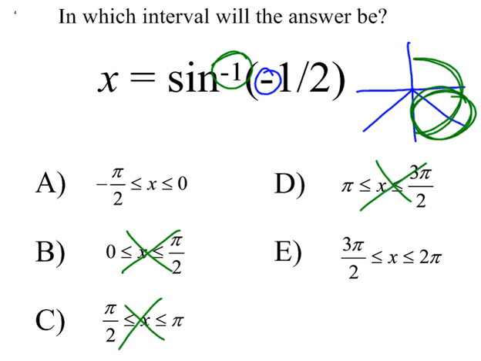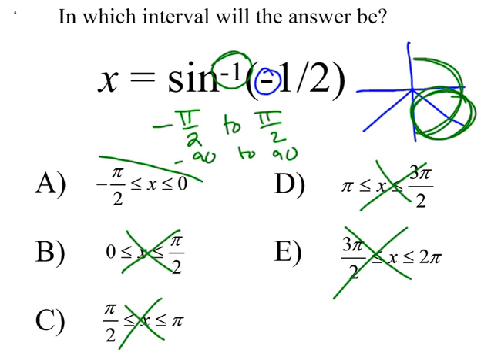We're left with two that are in the fourth quadrant, but again, remember the range goes from negative pi halves to pi halves, or negative 90 to 90, right? So right away we can say E's not going to work. Our answer is A.